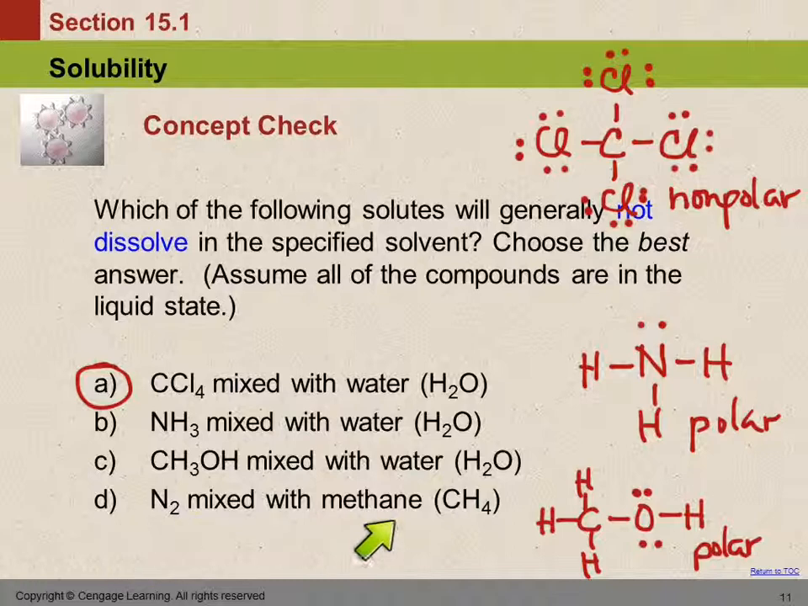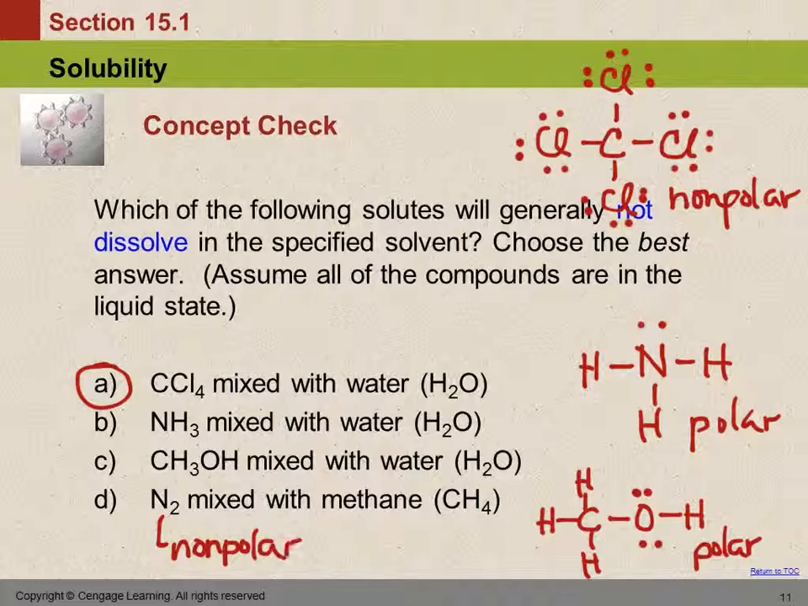Let's look at this last one. Nitrogen gas mixing with methane. Well, this molecule is 2 nitrogen atoms bonded together. Is there any way that that could be polar? No, because the 2 atoms in that molecule are exactly the same. So why would one have more attraction for the electrons than another? It wouldn't. So this guy's nonpolar.